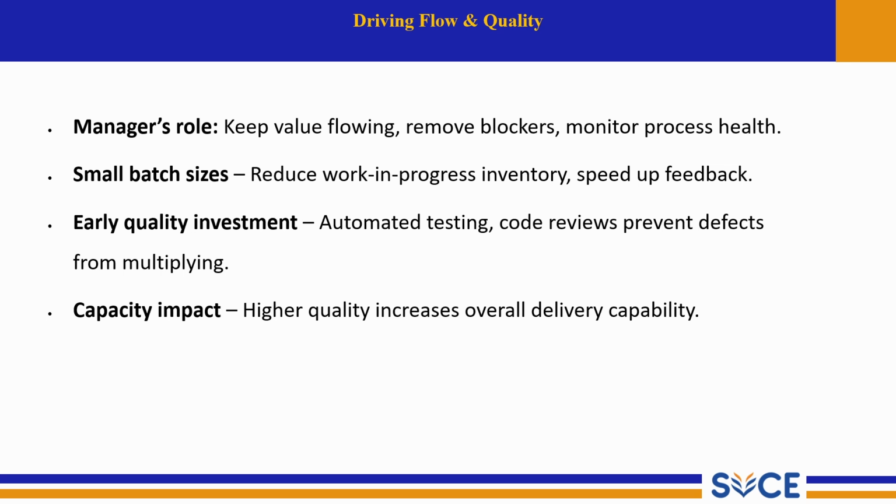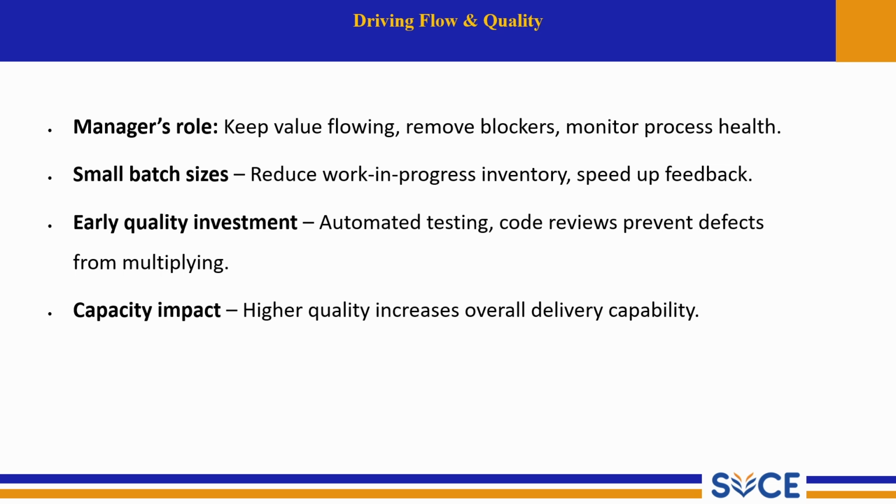And next one is capacity impact. High quality work reduces rework. When fewer defects occur, teams waste less time fixing the problems and can focus on building the new features. This increases the team's delivery capacity and overall productivity. Now that we understand how Agile maintains the flow and quality, let's see how business metrics are used to measure projects and success.